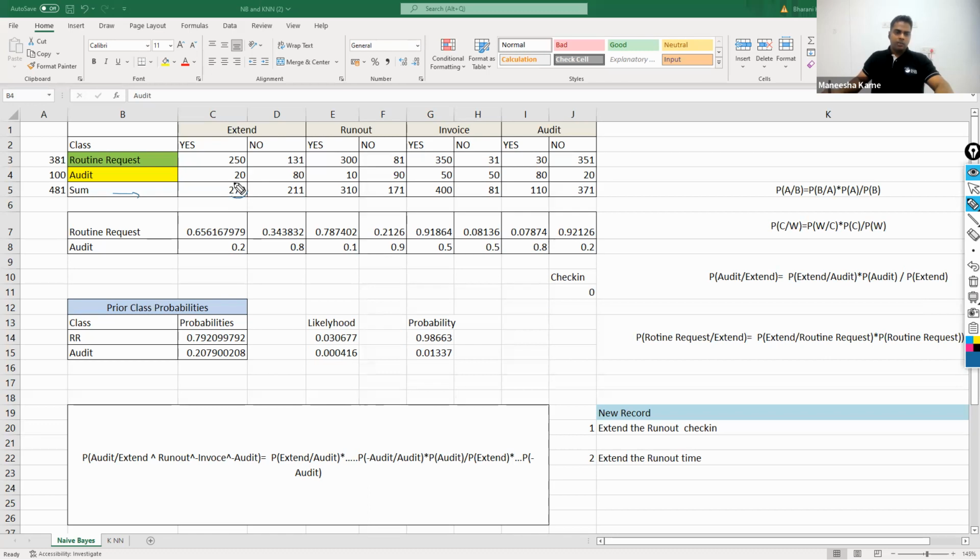Overall, the word extend appeared in 270 and did not appear in 211. Overall, when you add the counts, it should be equivalent to 481. In that way, you have the count. Done.